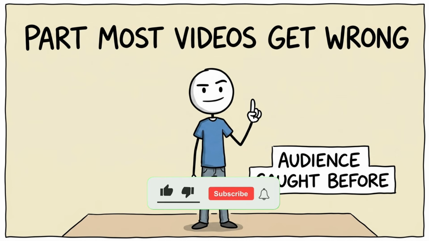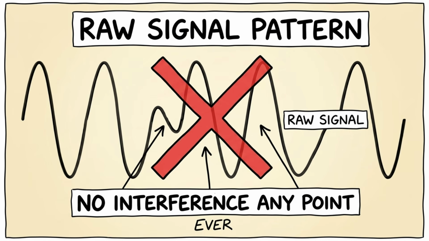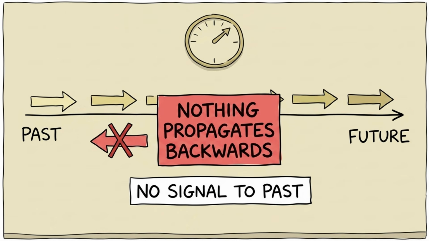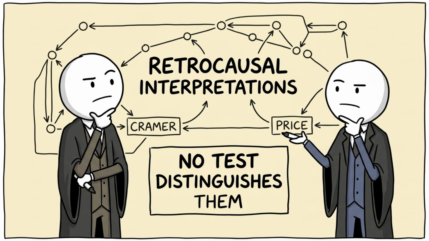Now the part most videos get wrong, and this audience is too smart for. The raw signal pattern shows no interference at any point, ever, regardless of what is done downstream. The fringes appear only inside subsets selected by the later measurement, through coincidence counting. Nothing propagates backwards, and no signal can be sent to the past. Ruth Kastner made the case bluntly in Foundations of Physics in 2019, arguing the experiment neither erases nor delays anything. Retrocausal interpretations, including John Cramer's transactional account and Huw Price's work, remain live but have produced no test that distinguishes them from standard quantum mechanics.